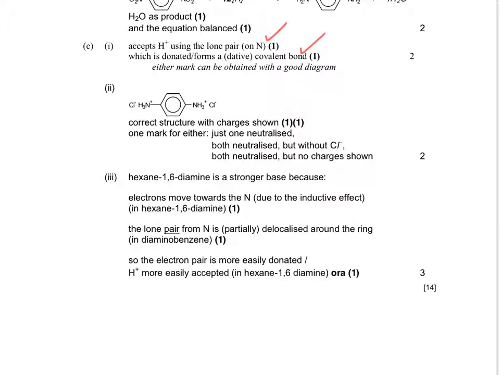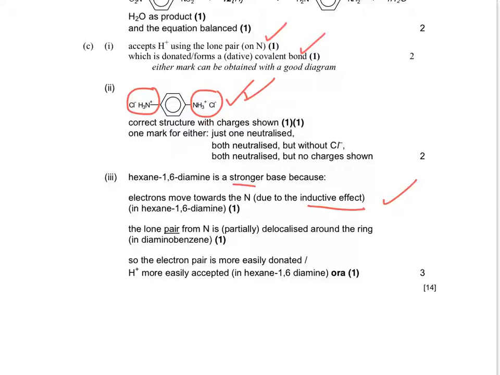And then we got the correct structure with two sets of NH3Cl, as in both amine groups neutralized. We said that it's a stronger base because electrons move towards the N, so the inductive effect is the same as the alkyl group being an electron donating group.